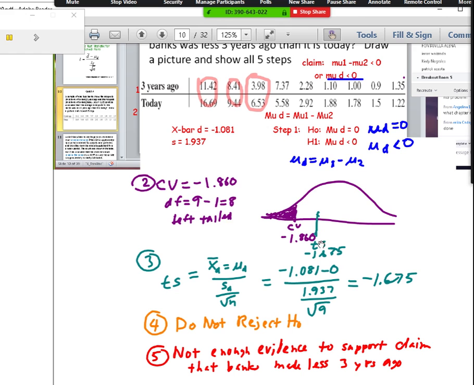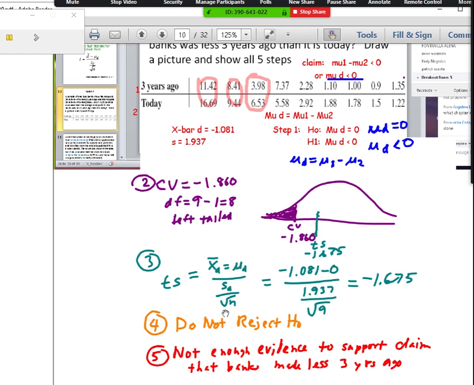So this, my test stat, is clearly in the not guilty, not enough evidence, do not reject H naught area. That's what that means. It's in this area here, which means that you're not going to reject H naught. You do not have enough evidence. So do not reject H naught.